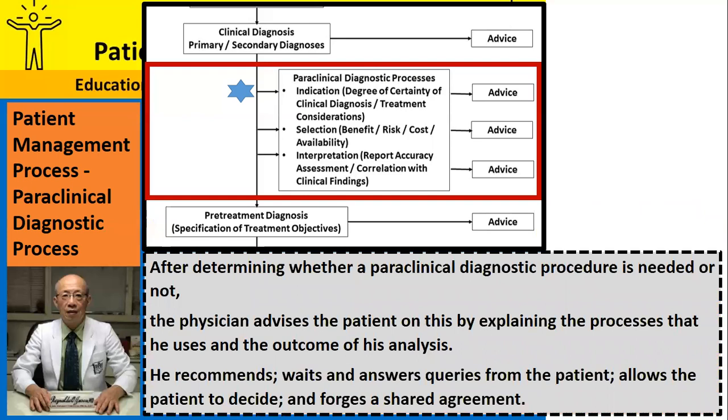After determining whether a paraclinical diagnostic procedure is needed or not, the physician advises the patient on this by explaining the processes that he uses in the outcome of his analysis. He recommends, weighs, and answers queries for the patient and allows the patient to decide, and then forges a shared agreement.